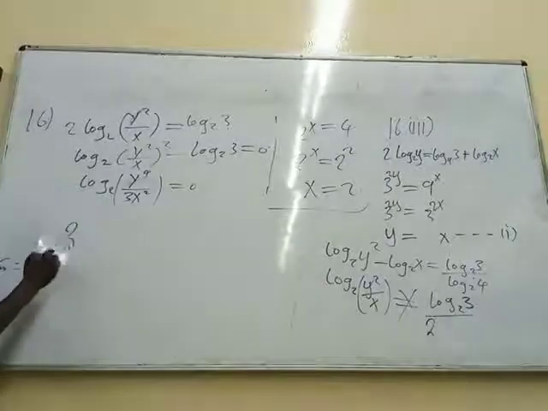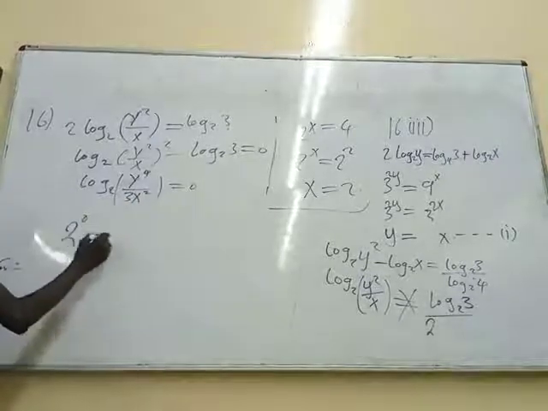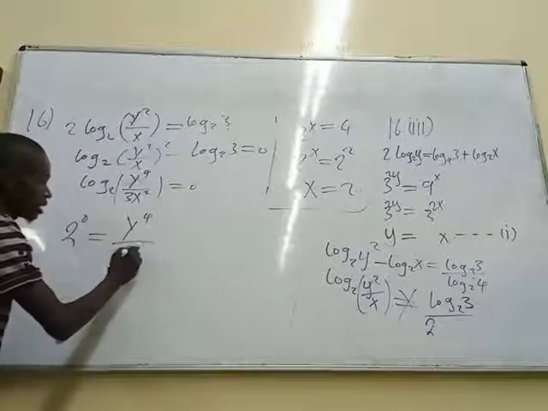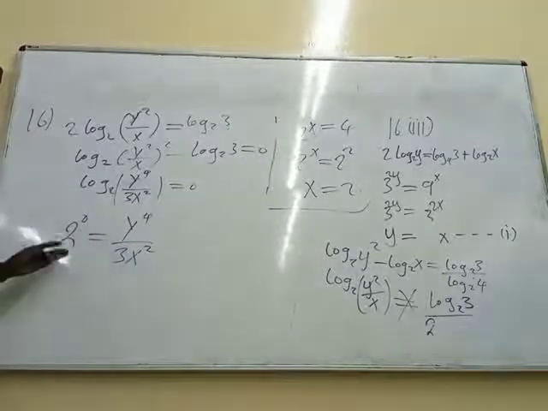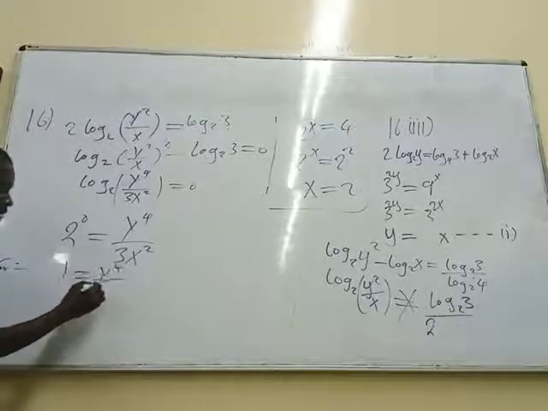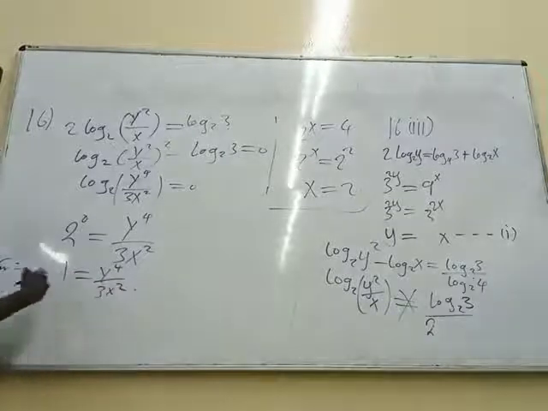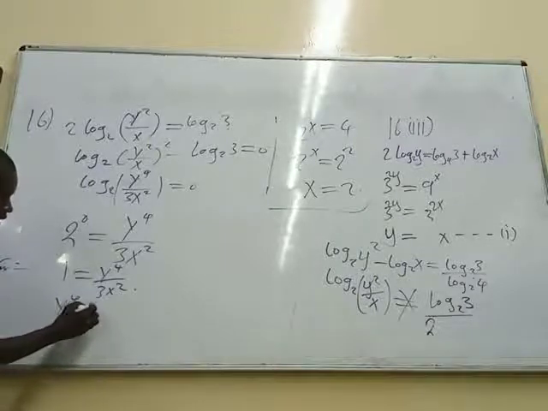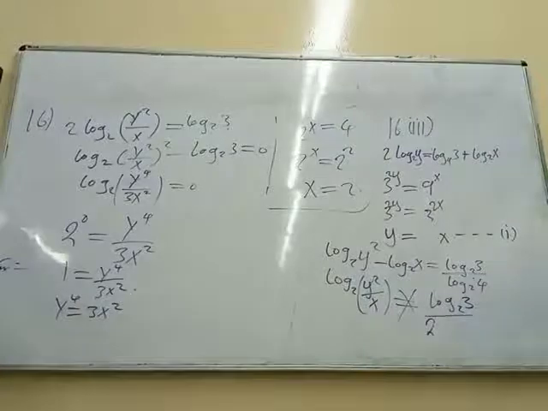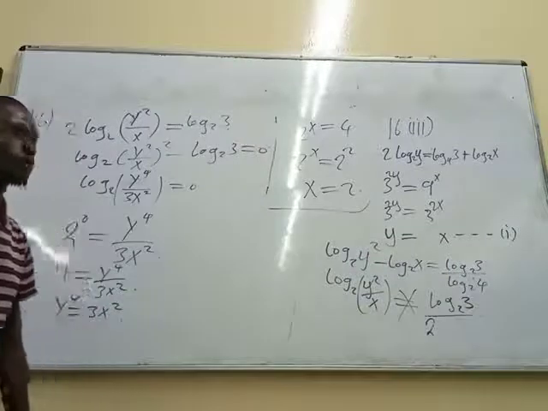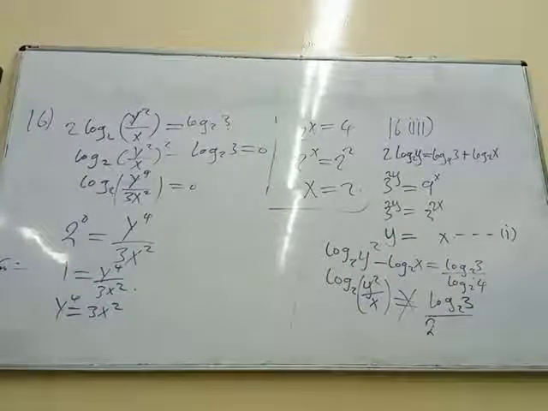So our 2 is our base there. The power is 0. This is equal to, we have y raised to the power 4 over 3x squared. So 2 to the power 0 is what? 1. Then we have y to the power 4 over 3x squared. When you cross multiply there, I'm going to get y to the power 4 is equal to 3x squared. Remember what we had here? We said x is equal to y. So meaning while there is x, I can put y. While there is y, I can put x. I'll still get the same answer.